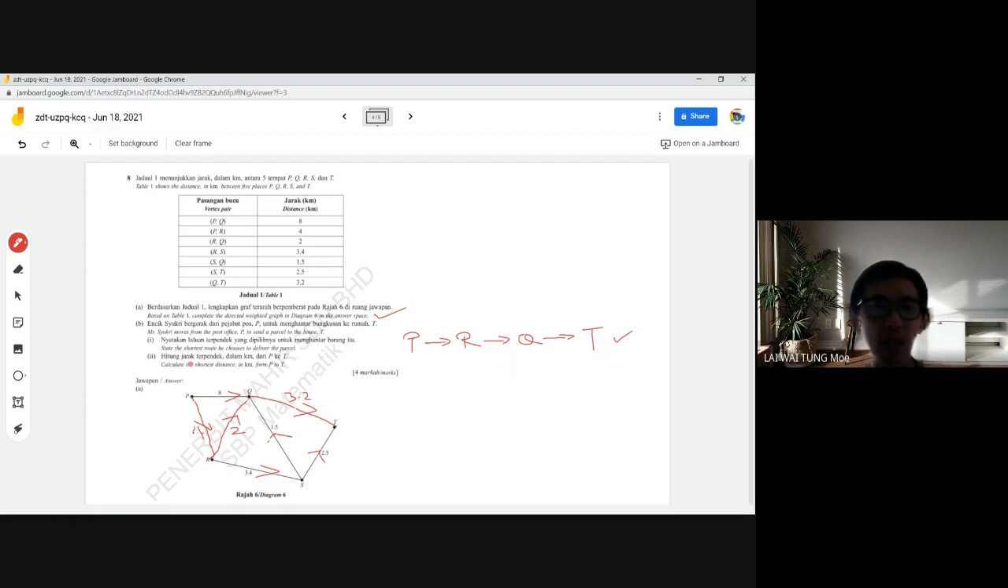And what is the distance? So from P to R, the distance is 4. And then from R to Q is 2. And from Q to T is 3.2. So altogether is 9.2 km. So this is the answer for question B.